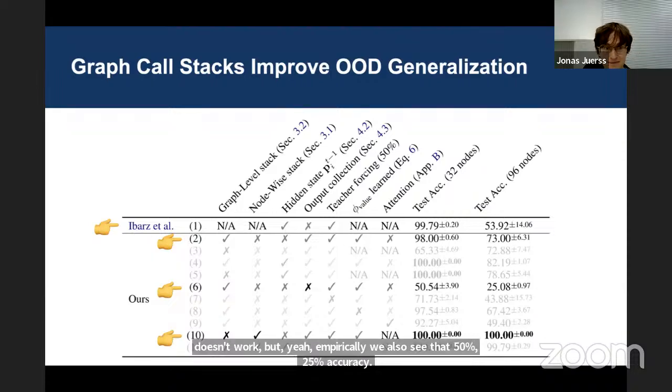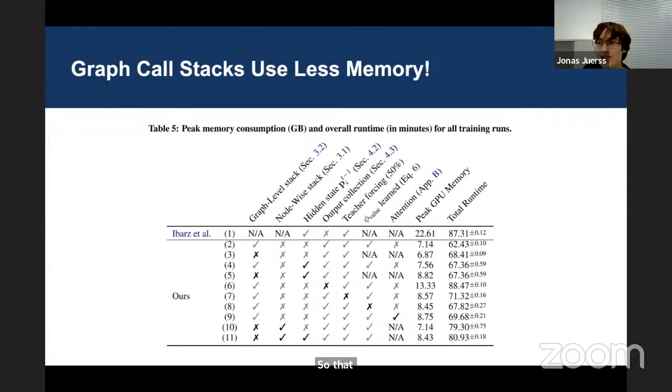So that can't work. Now, one more interesting question might be, how does this whole thing look memory-wise? Because you could think that, well, I'm using stack memory now, right? That could grow pretty large. So doesn't that take a lot of memory? And it turns out that actually in our experiments, we take a lot less memory. So basically around a third.